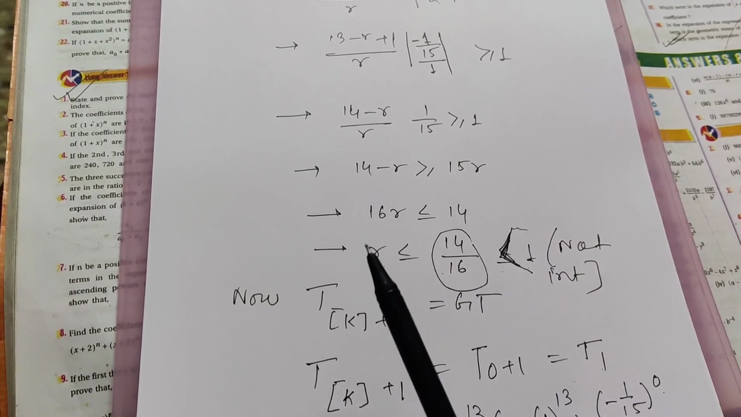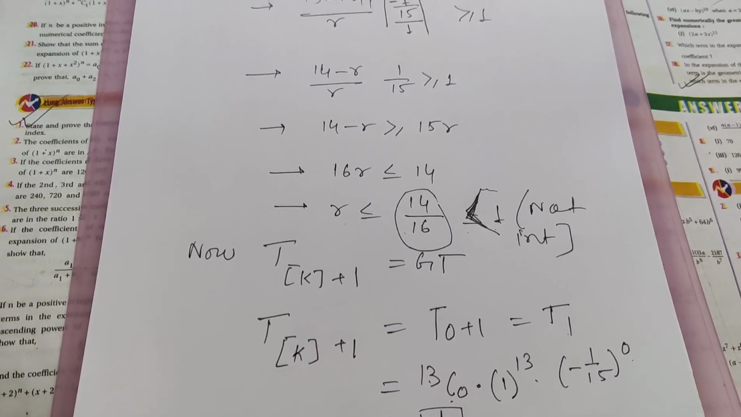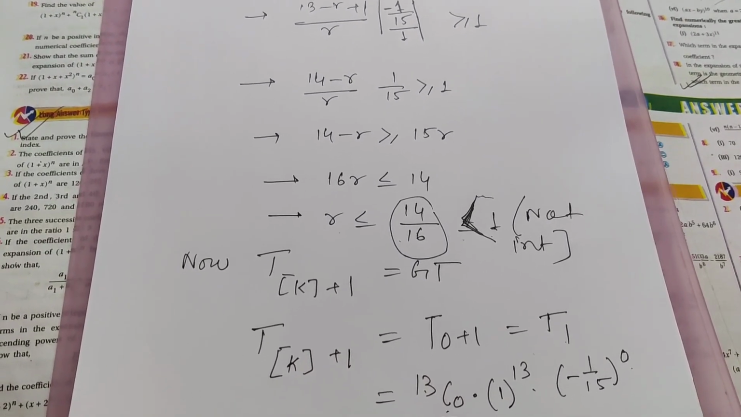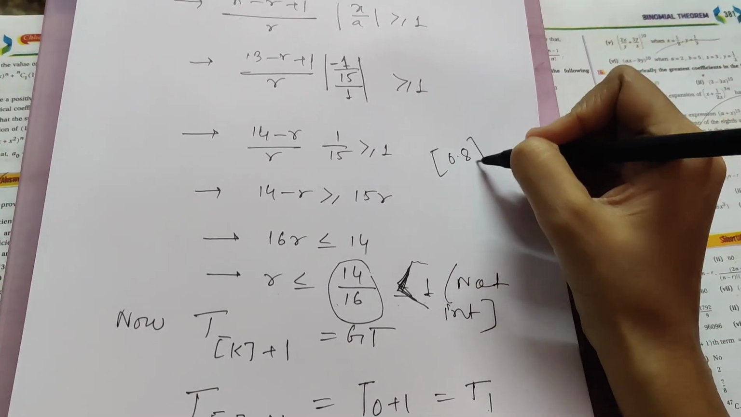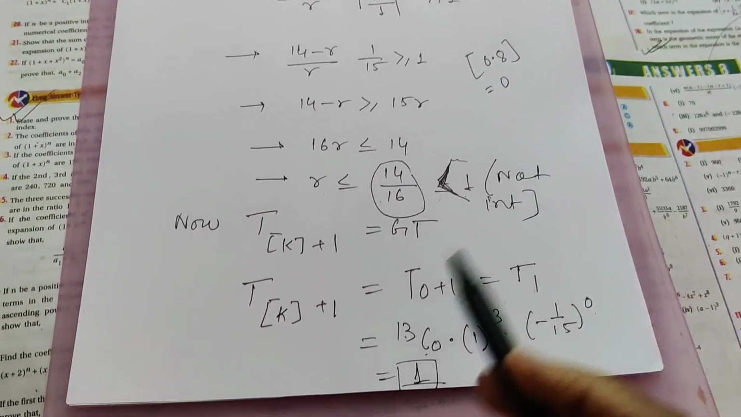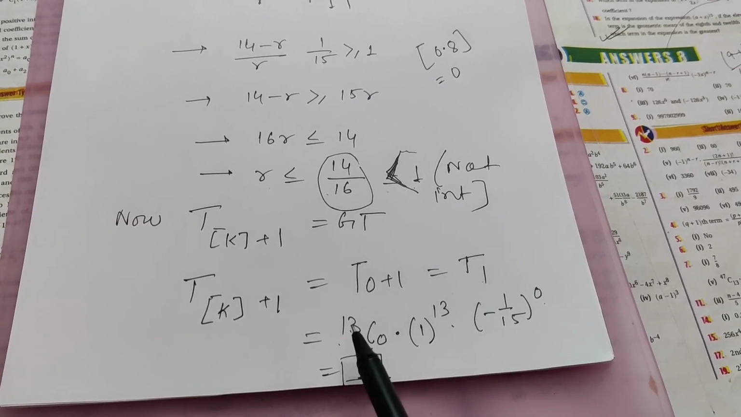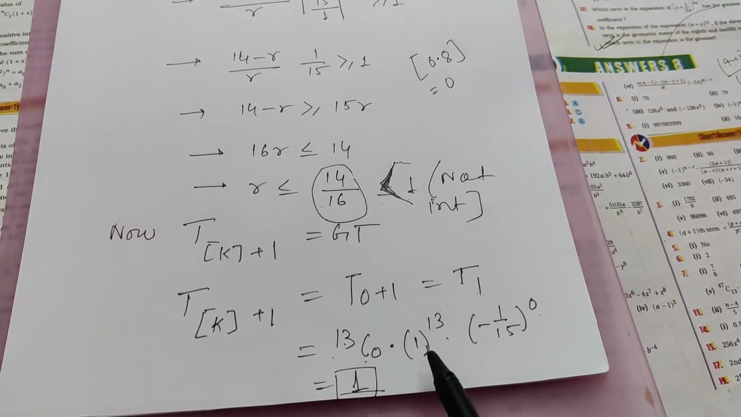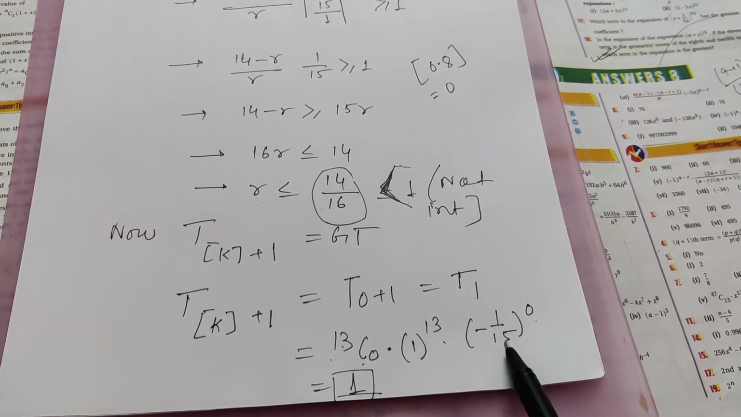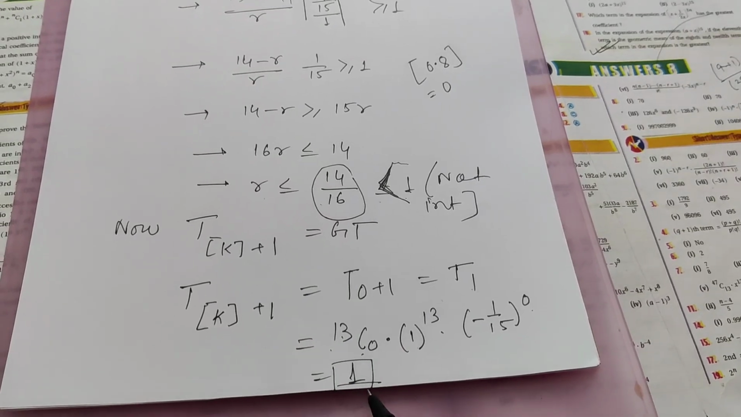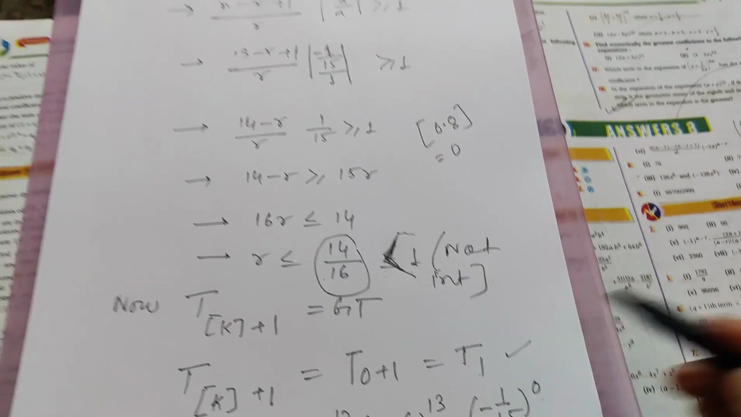Now any real number less than or equal to 1, if I take the box function, it will take the integral part. Now any number which is less than 1, suppose 0.8, if I consider the box, it will be 0. Now 0 plus 1, that is the first term. Now I found out the first term, that is NC0 into a to the power upper suffix minus lower suffix into x to the power lower suffix. 13C0 equal to 1. So that's why the answer is 1, and it is the first term of the expansion.